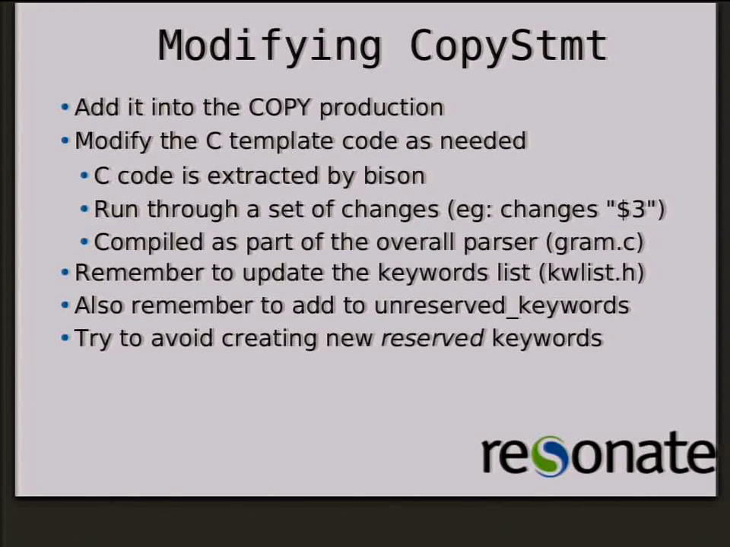All right, so if we wanted to actually modify a copy statement, you need to modify the C template code based on what you need to do. You need to add whatever your new thing is into the copy production. And I'll show a diff of this in a minute. Again, the C code is extracted by Bison, run through the templating, changes it over to $3, and then it's compiled as part of the overall grammar, right? So if you want to see the resulting C code, after you run Bison, there's a gram.c that you can look at, and you can find where copy statement is in there, and you can see the actual C code that gets generated for the parsing of that copy statement.